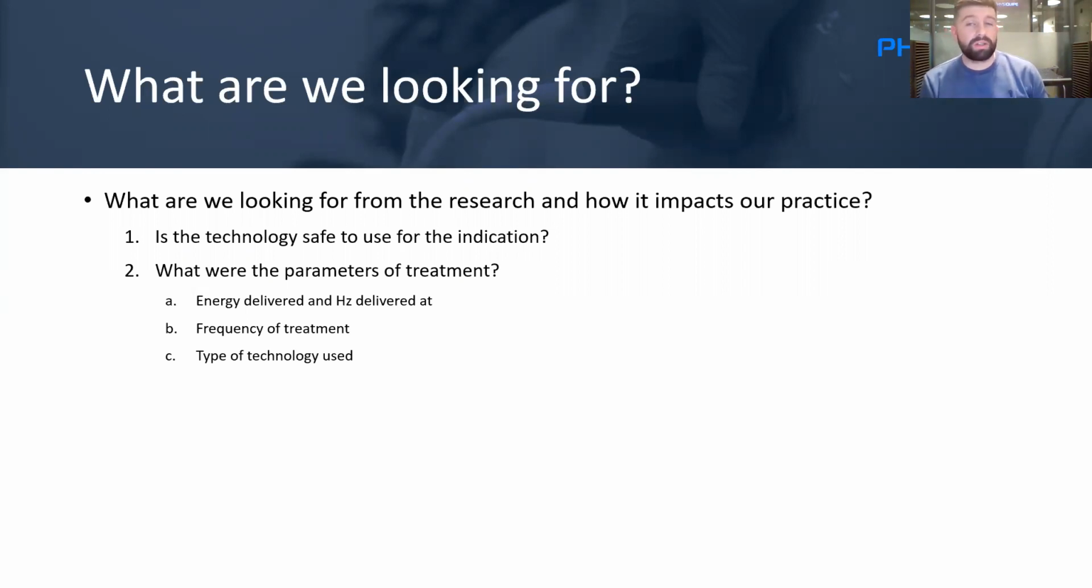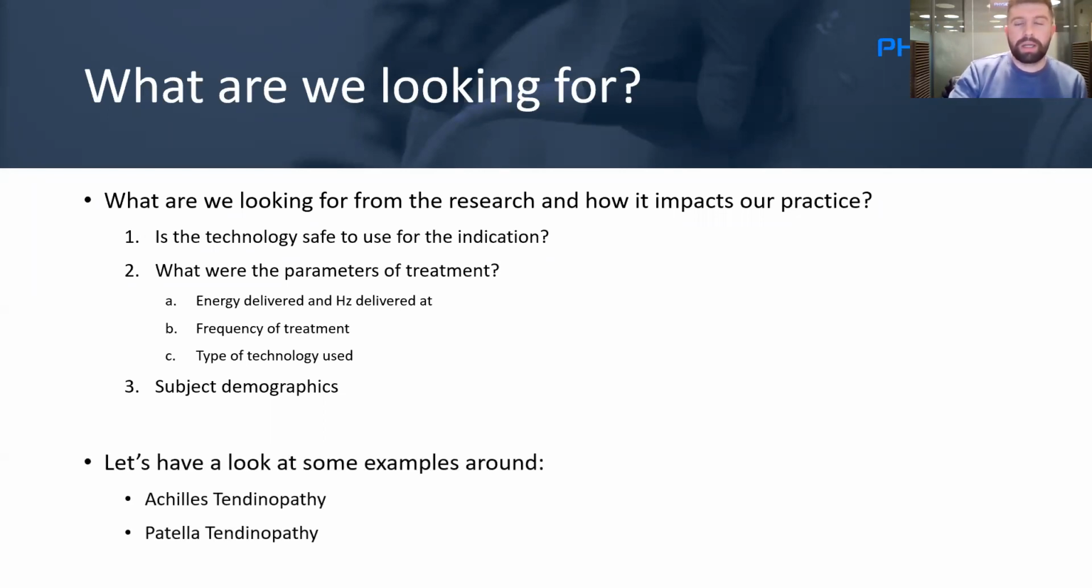Type of technology used, obviously, the follow-ups as well, looking at how long it was until we saw clinical changes. And then also look at the subject demographics. Some of the papers have quite a wide demographic, some are very, very specific, as there's quite a few things that we need to look at in how we translate the information. But what we're going to do is have a look at a couple of examples.